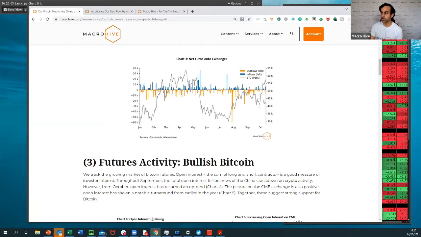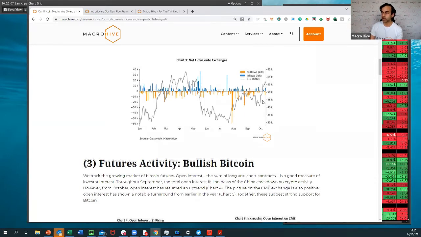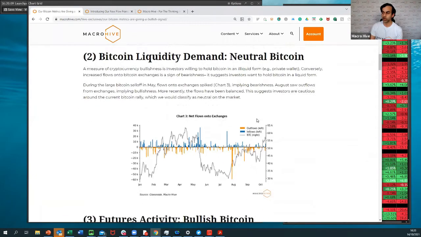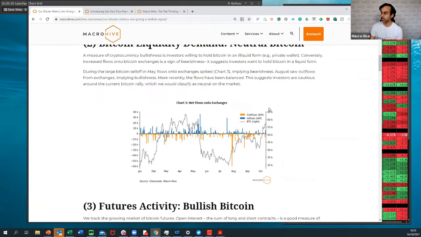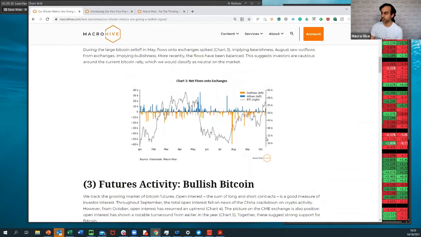More recently, the flows have been balanced. So this one is really giving you a neutral signal on Bitcoin. There's no real clear direction from there.